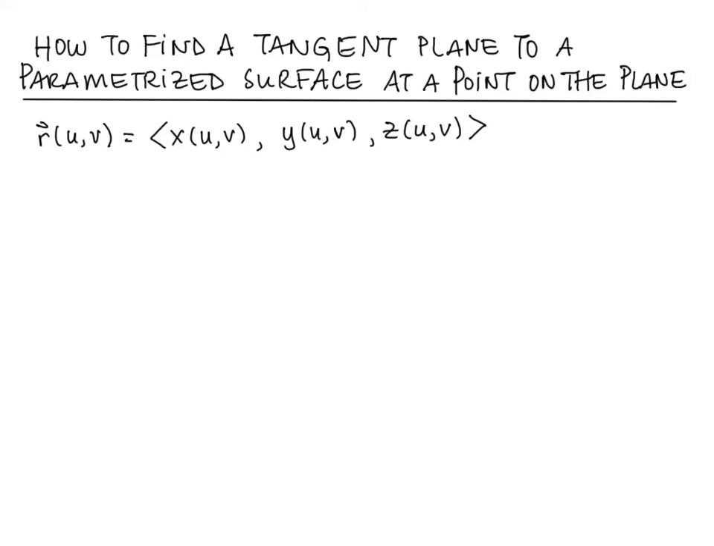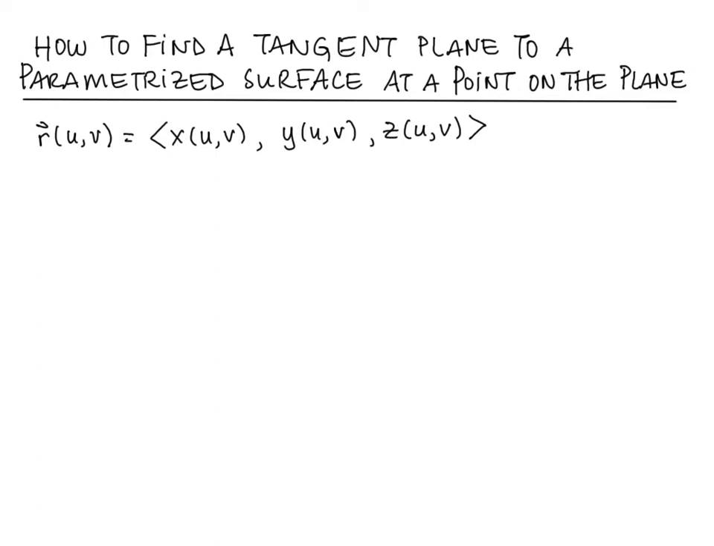In this video, I'm going to explain how to find a tangent plane to a parametrized surface at a point on that plane. So here we have the general formula for a parametrized surface R of uv, which equals x of uv, y of uv, z of uv. So we're going to fix our point uv. uv is going to correspond to the point on the surface where we want to find the tangent plane.